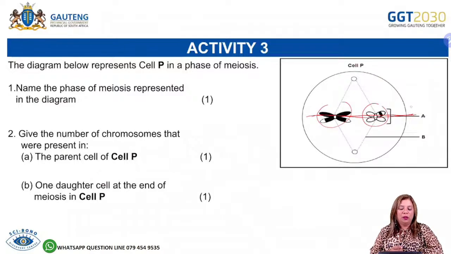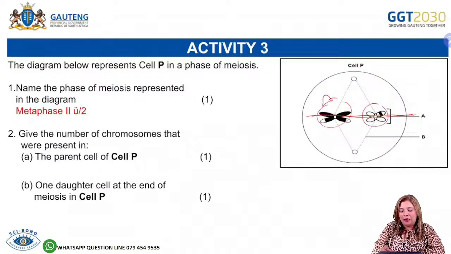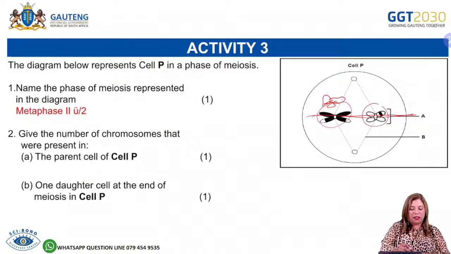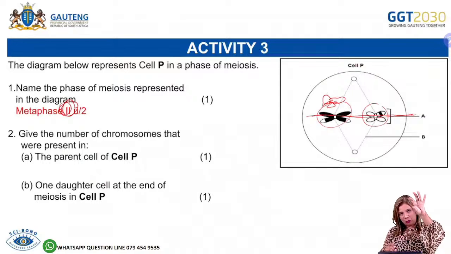So what would you say is the name of this phase? And you are correct in saying it's metaphase 2. It can't be metaphase 1 because then we're going to have diagrams of homologous chromosomes next to each other. So you are correct in saying that. Give the number of chromosomes that were present in the parent cell of cell P. Now, look at your previous question. It says metaphase 2. So what does this mean? Separation has occurred, isn't it? Because some of the homologous chromosomes went to one side of the pole, the others went to the other side of the pole.